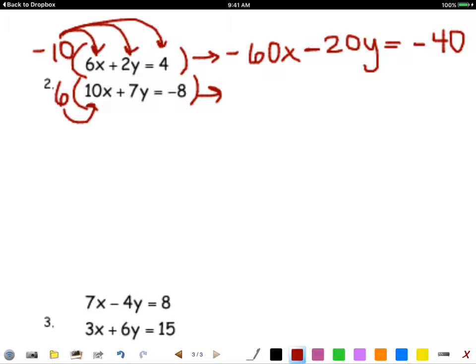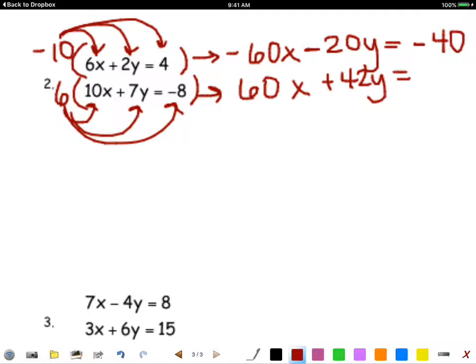6 times 10x, what's 6 times 10x? 60x. Okay, 6 times 7y, 42y. And then 6 times negative 8, negative 48. And then we add these together. The x's are going to cancel.